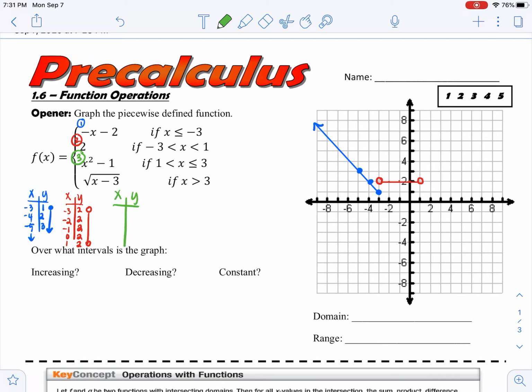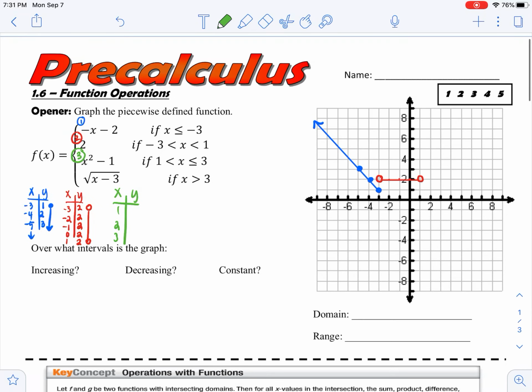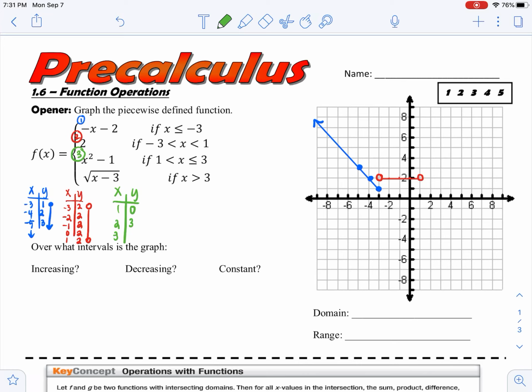Okay, the next piece, table of values. I'm plugging in 1, 2, and 3. All right, 1 squared is 1, minus 1 is 0. 2 squared is 4, minus 1 is 3. 3 squared is 9, minus 1 is 8. Looking here, I go from an open to closed. All right, 1, 0 is open. 2, 3. 3, 8. So notice I'm making that curved because it is part of a parabola.